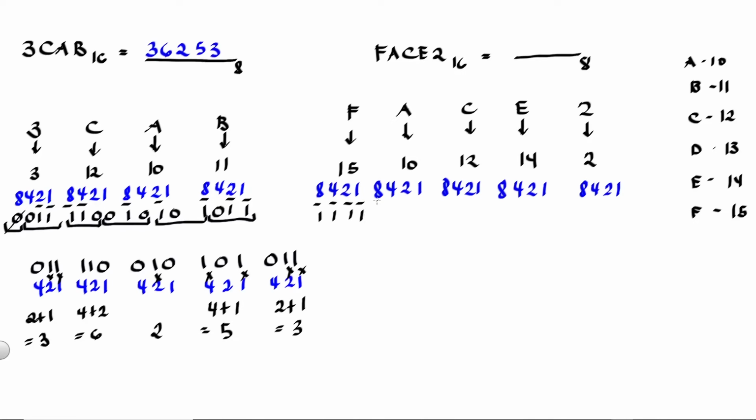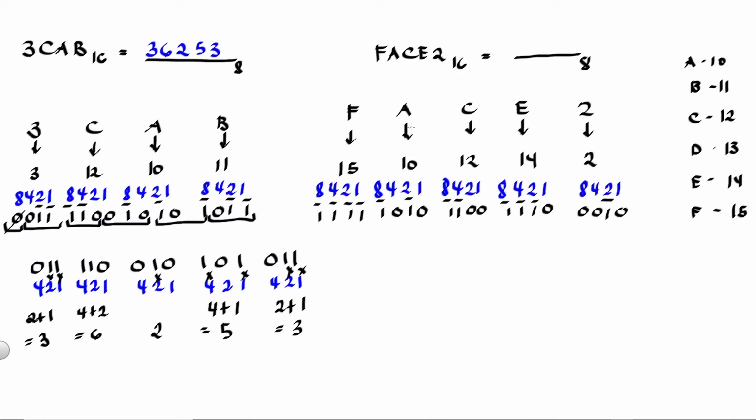10 is the sum of 8 and 2. So these are 1s. And we don't use 4, so this is 0. We don't use 1, so this is 0. 12 is the sum of 8 and 4, so these are 1s, and these are 0s. 14 is the sum of 8, 4, and 2, so these are 1s, and below 1 is 0. And to get 2, all you need to use is 2, so this is 1, and the rest is 0.